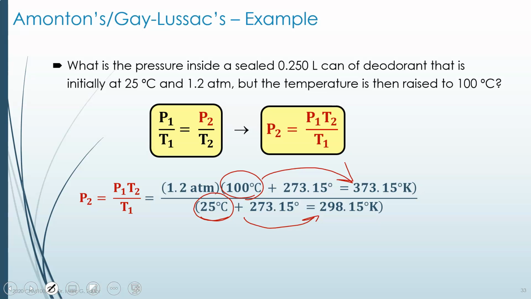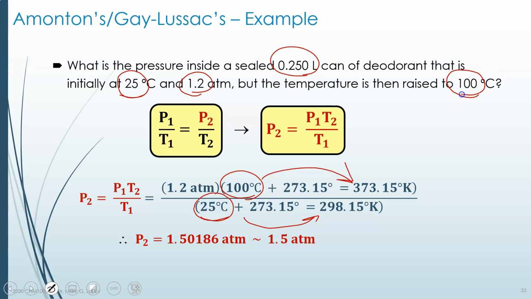That way you don't get what we call rounding errors. So once you put these numbers into the equation, you multiply and divide them out, you find that the answer is 1.50186 atmospheres, which we round to two significant digits. Why? Because this has 2 sig figs, this has 3 sig figs, and this, we're going to assume there's a decimal point there, is 3 sig figs. So we know we have to round it to 2 sig figs in the end, and that would give us an answer of 1.5 atmospheres.